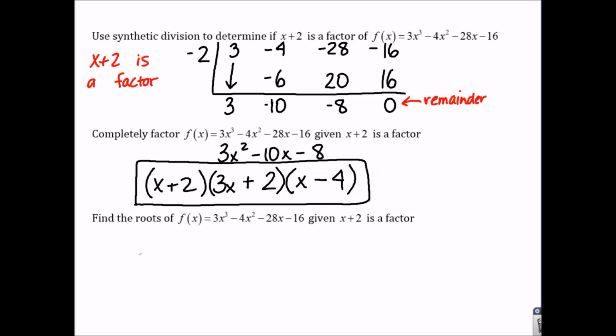of this cubic. The last question says find the roots. Remember that roots, zero solutions, and x-intercepts are all the same thing. So all I need to do is set all of these equal to 0 and solve them. So I end up with x equals negative 2, x equals negative 2/3, and x equals 4 as my roots.